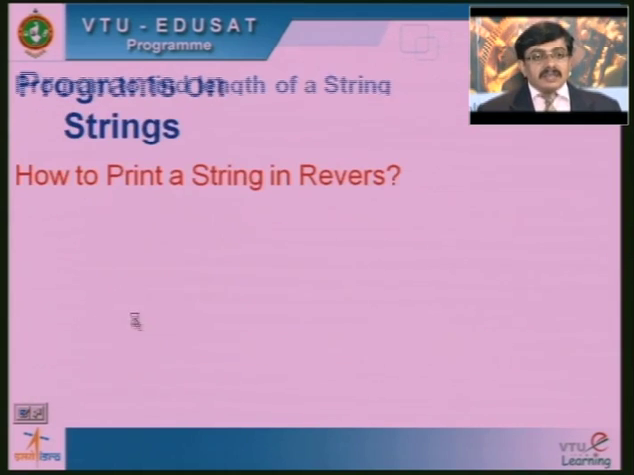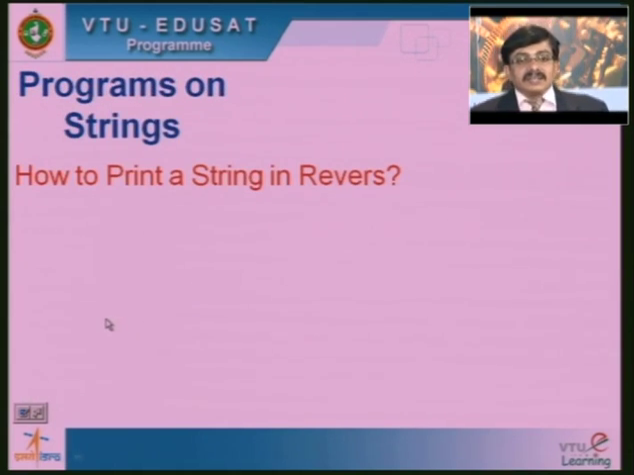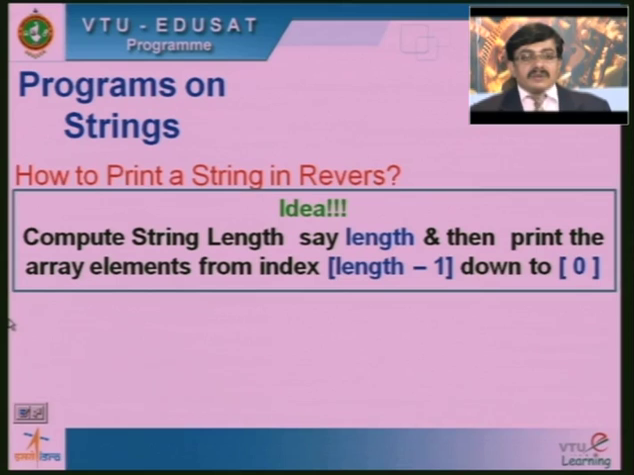Now let us look into another program: how to print a string in reverse. When you are printing a string in reverse, the last character should come first and the first character should go at the end. So what are we supposed to do? What is the idea here? The logic we can compute is: compute the string length, holding it in a length variable, and then print the array elements from index length minus 1 down to 0.